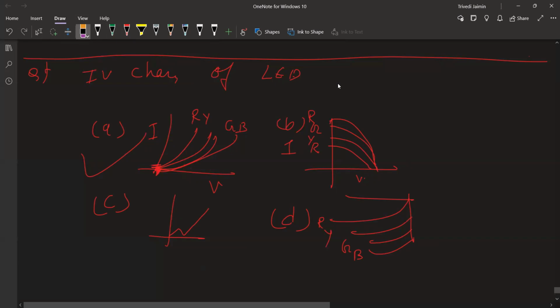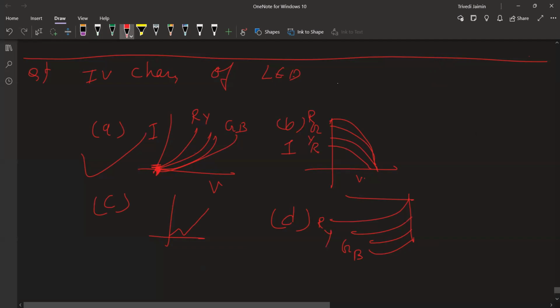Sir, V is directly proportional to I, na sir? Yes. Okay, sir. V is proportional to I, but V is proportional to R. V by I, so it is inverse with R. That is okay, that's not required here.